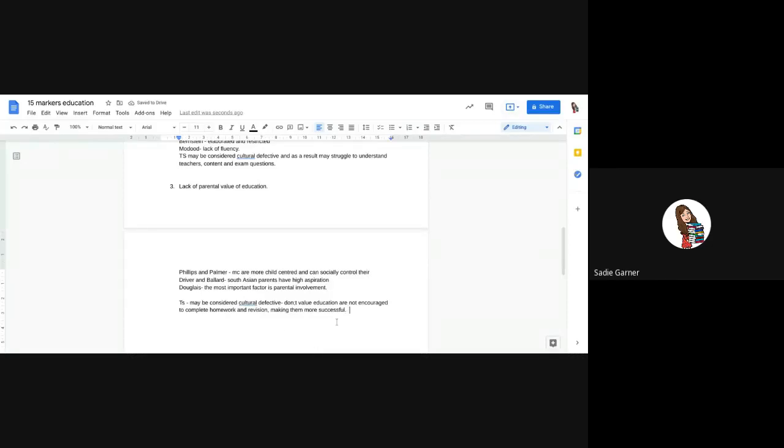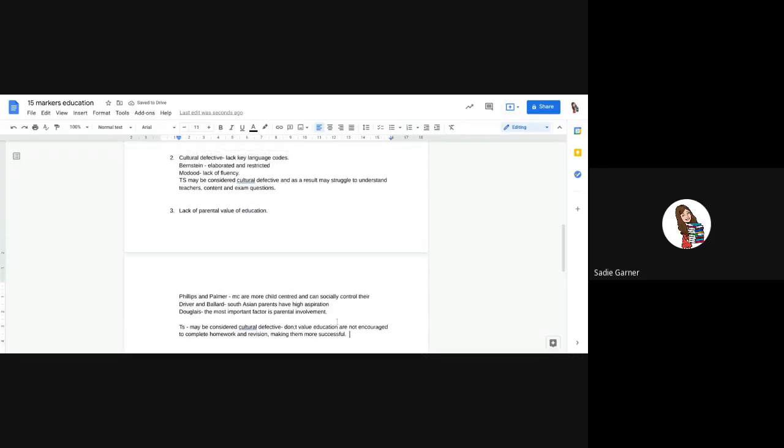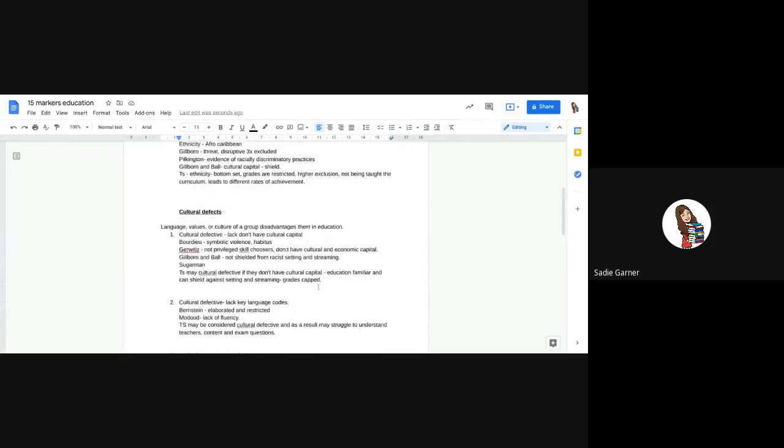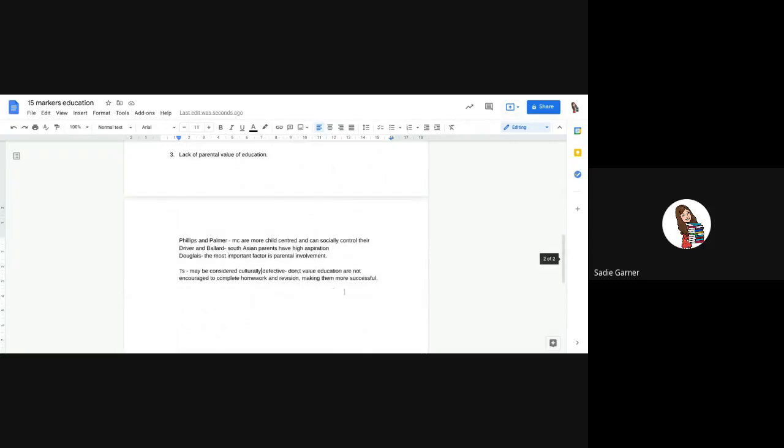Remember, we don't evaluate in a 15 marker, but Professor Ray would point out that 97% of the poorest families wanted their children to go to university. It's really the system that disadvantages, with setting, streaming, and very costly university fees, etc. Okay, that one's cultural defects.